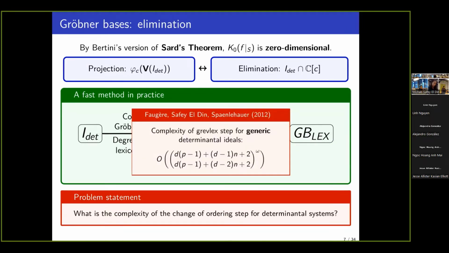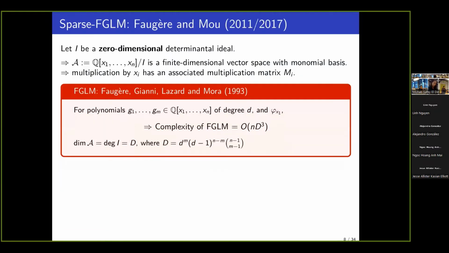So the complexity of this first DRL step is well known for determinantal systems. We want to know what about the change of ordering step. Since our ideal is zero-dimensional, we know that the quotient algebra is a finite dimensional vector space. And so multiplication by any element of the quotient algebra is a linear map and has an associated matrix.